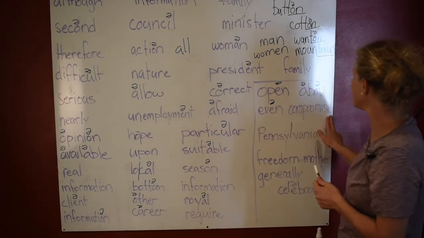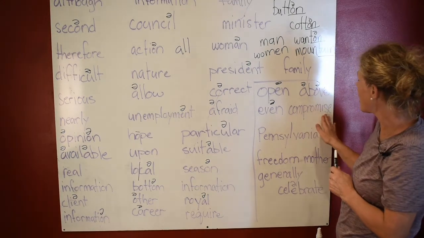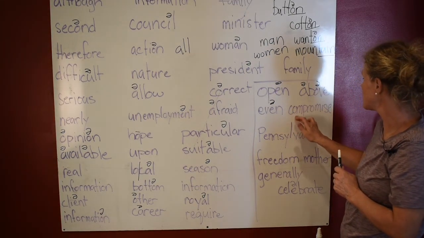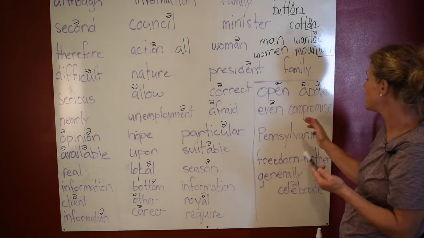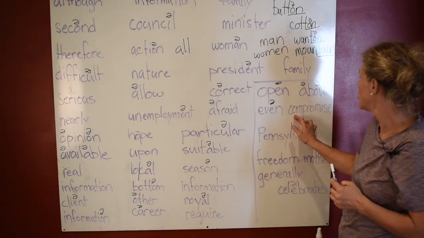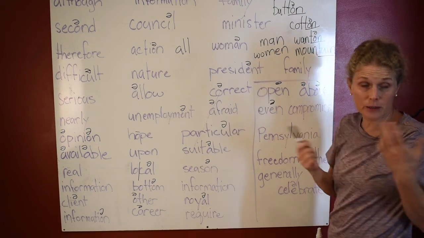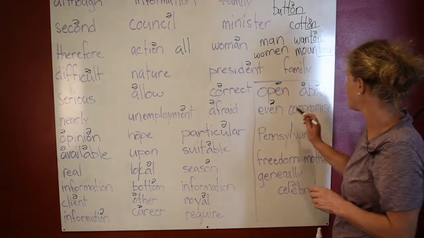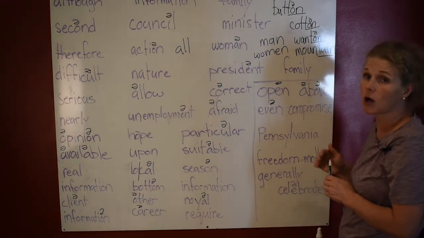Compromise: this is the accented syllable right here. Look, 1, 2, 3, there's the accent. Which is unusual, because if you typically see C-O-M, you would think that this would turn to schwa, but it doesn't. It says compromise.